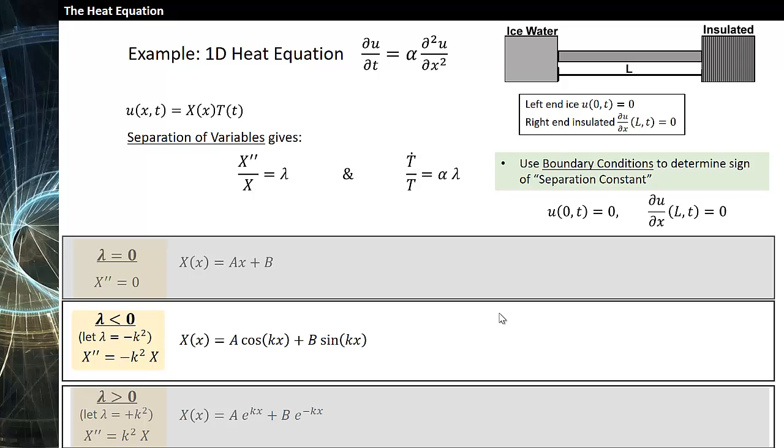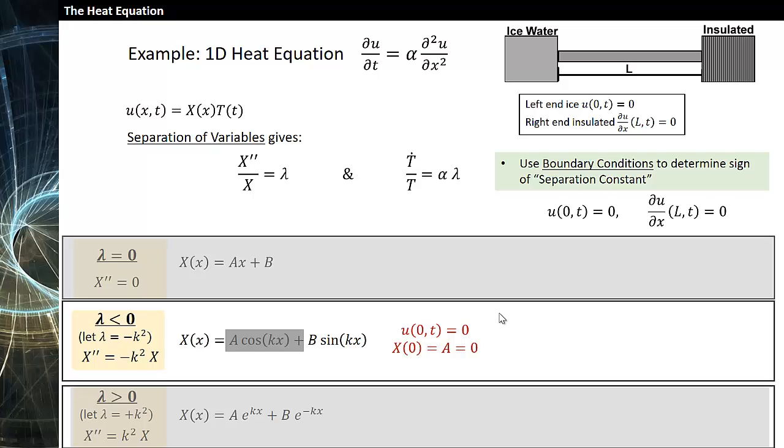We want to impose our boundary conditions on this solution. So let's impose the boundary condition at the left end first. At the left end, the temperature is set to 0 at x equal to 0, and that tells us that a is equal to 0. So we're just going to get rid of this whole first term, leaving us with X of x is equal to b sine of kx. So far, everything is the same as we had done before.